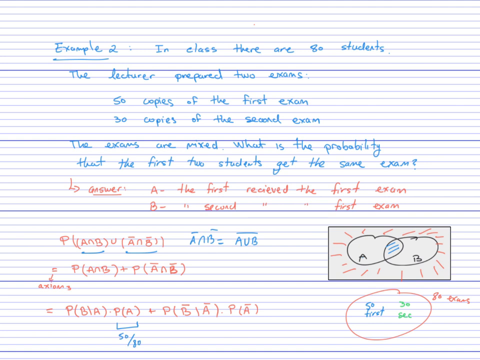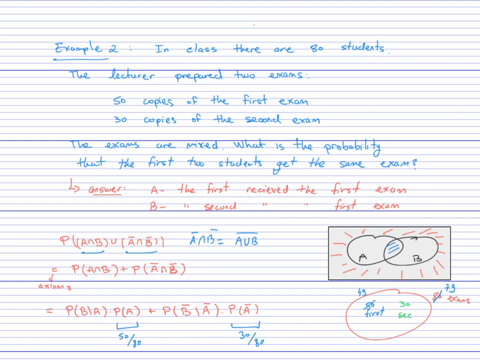Great. What about the complement of A? So you can do the same, but if you know that the probability of A is 50 over 80, the probability of the complement needs to be 30 over 80. Okay, great. Now, we need to understand what is the probability of B given A. So now A represents that the first student gets the first exam. So in case the first one truly gets the first exam, instead of 50 first exams, that becomes 49 out of 79.